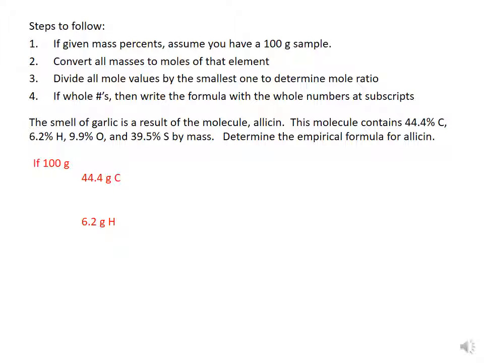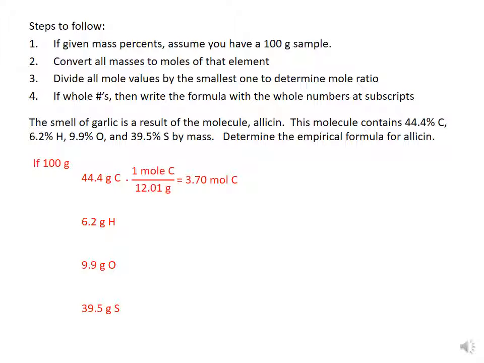6.2% or 6.2 grams will be hydrogen. 9.9% or 9.9 grams will be oxygen. And finally, the 39.5% of our 100-gram sample will equate to 39.5 grams of sulfur. So that's step 1. Step 2 is to convert all of these masses to moles of that element. So right now we're getting a mass ratio, but we know a mass ratio is not what's represented in a chemical formula. So if we convert to moles, we'll be able to get closer to getting a mole ratio and getting a chemical formula.